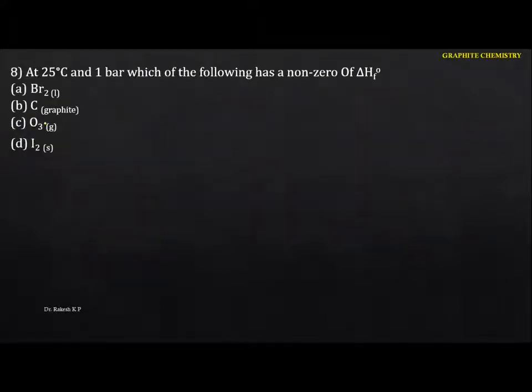At 25 degrees Celsius and 1 bar, which of the following has non-zero enthalpy of formation? They are given bromine, carbon, ozone, and iodine. Remember one thing here: ozone is an allotropic form of oxygen.